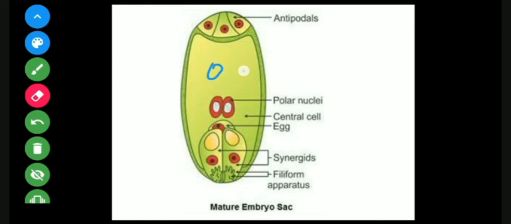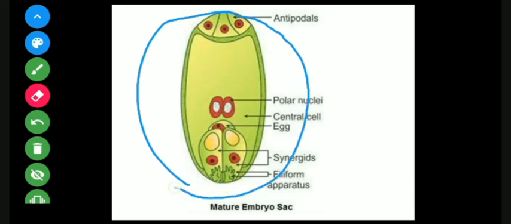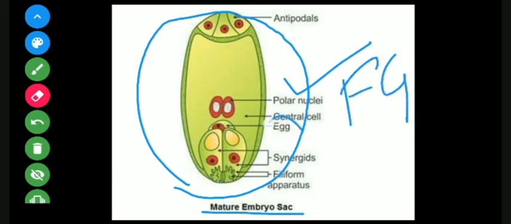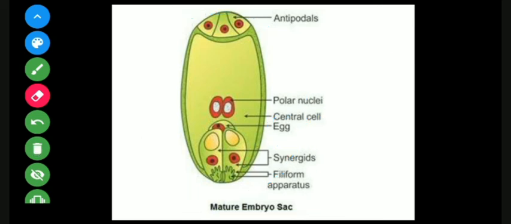So when the two male gametes get released in the embryo sac, one of the gametes fuses with the egg to form a zygote, and the other male gamete will fuse with the polar nuclei to form endosperm. So this was about the entire structure and function of the mature embryo sac. Remember, this embryo sac is also called the female gametophyte because it consists of the female gamete called the egg. This structure is present in the ovule, which is present in the ovary. I hope you understood the entire structure and function of the embryo sac and its developmental stage.